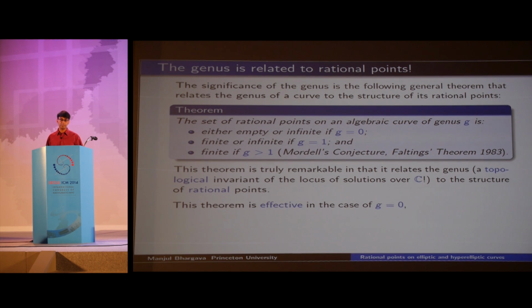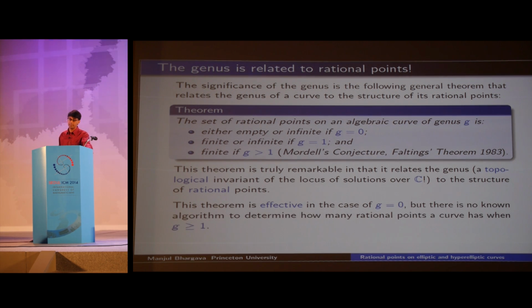I should mention that this theorem is effective in the case of G equals 0. If you graph your equation and you find that there are no donut holes, there is an effective procedure to decide whether there is a rational solution, in which case there'll be infinitely many, or whether there's not a rational solution. So in the genus 0 case, the theorem is effective. You can actually determine which case you're in, empty or infinite. But there's no known algorithm to determine how many rational points a curve has once the genus is at least 1.